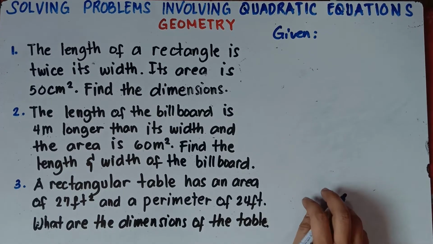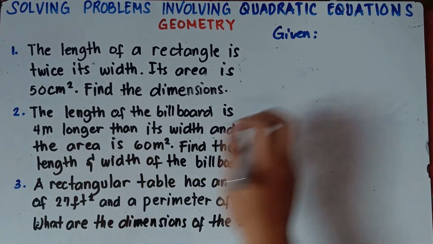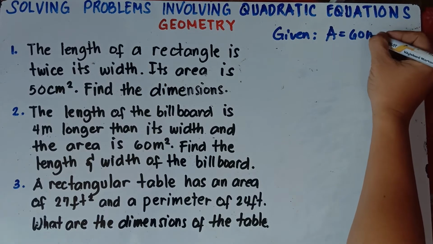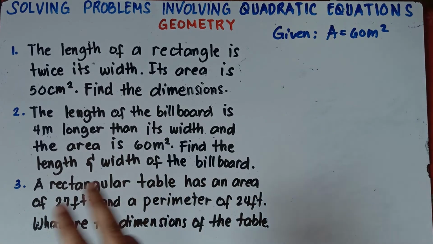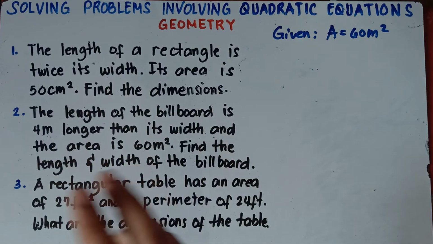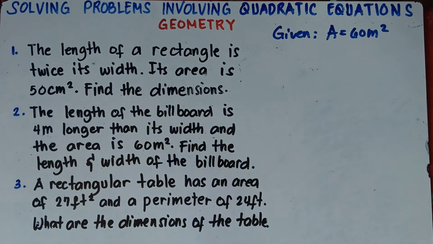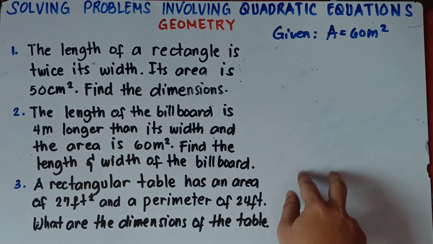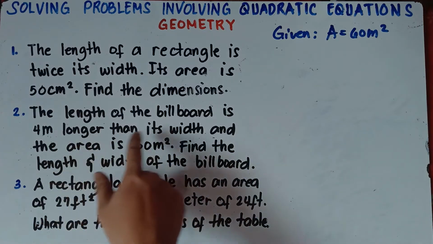So we have given area, okay? Area is 60 meters squared. So area equals 60 meters squared. And it says in the first statement that the length of the billboard is 4 meters longer than its width. So we don't know the value of our width, class, but we know if x will be a value of our width, the length is longer, okay? 4 meters longer than its width.